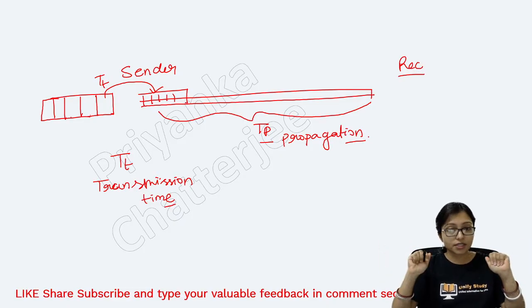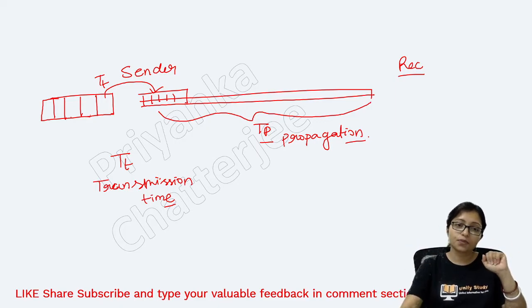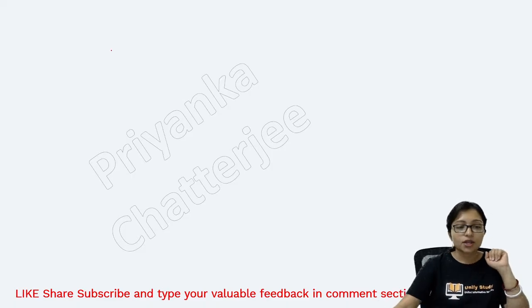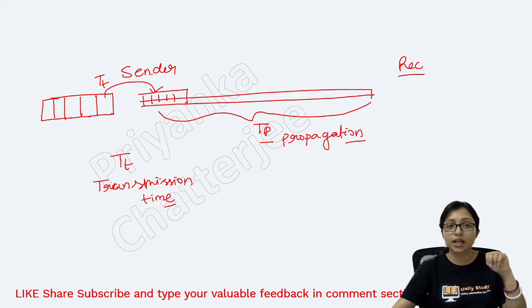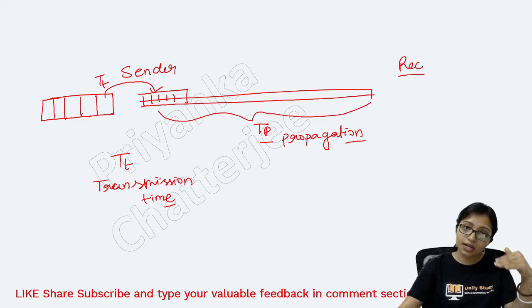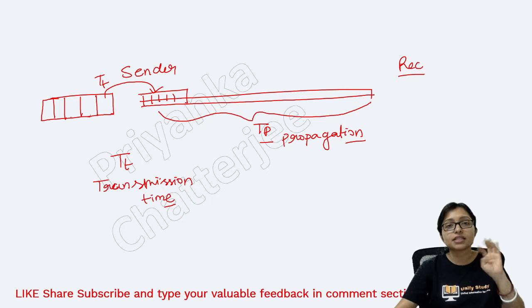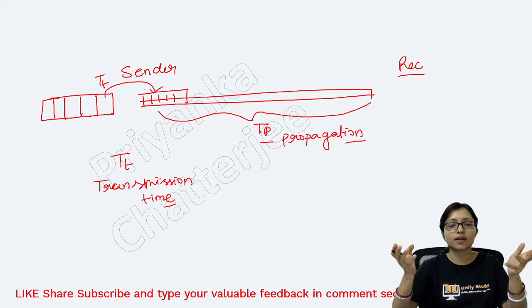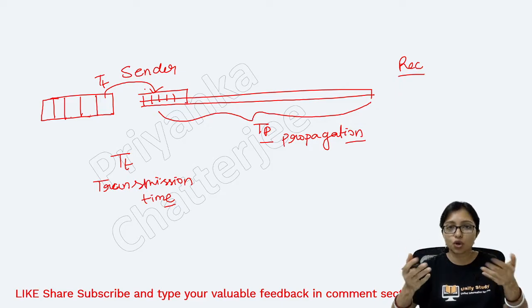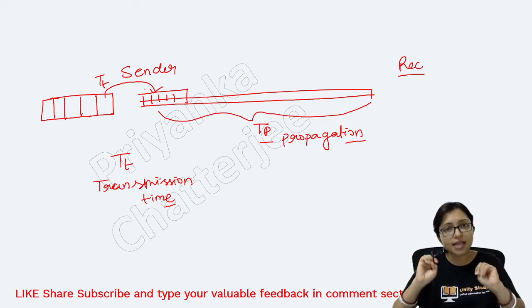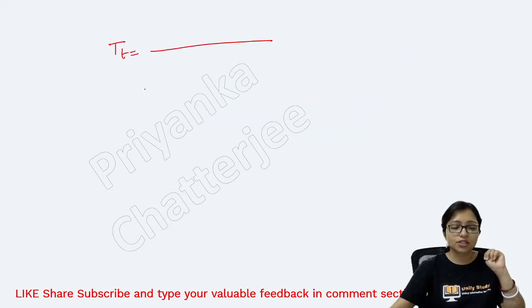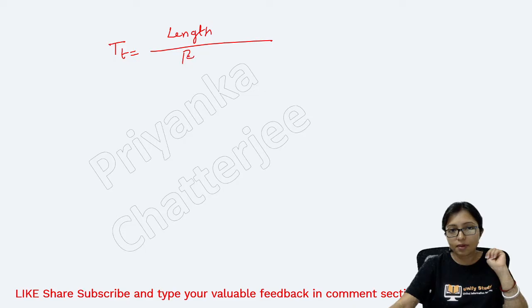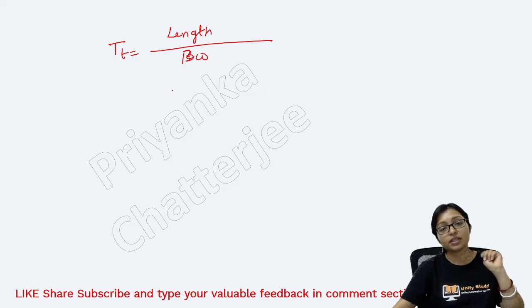Now, how to calculate it? What is the formula for transmission time and propagation time? Transmission time is TT. You are loading the total data, so it is the total data size divided by bandwidth. Bandwidth is the capacity of your network. On a mobile it also shows bandwidth, 100 kbps, 90 kbps, which means how much data I can load or download per second. That is your speed. So transmission time is the length of your packet divided by bandwidth.